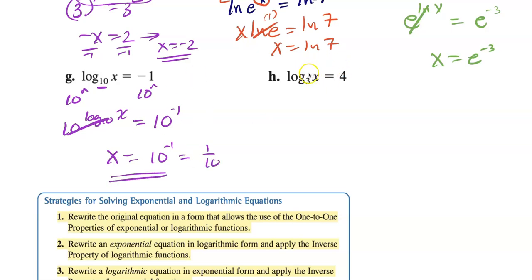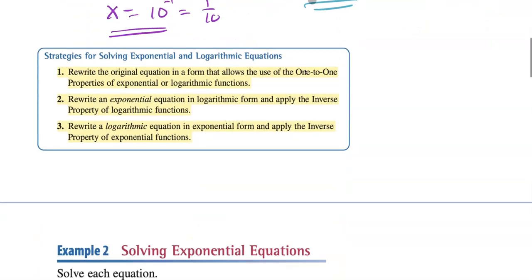So over here, same idea. Log base 3 of x equals 4. Since there's only one log, we're just going to take the base of both sides. 3 to the power of this, and 3 to the power of this. I'm not going to rewrite it because I think we get the gist now. So these will cancel. You just get x equals 3 to the 4th, or 81.